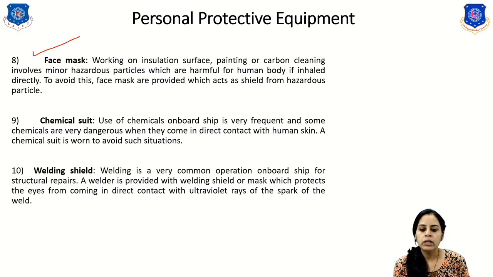Then a welding shield. Welding is a very common operation for structural repair. A welder is provided with a welding shield or face shield which protects the eyes from coming in direct contact with the ultraviolet rays and the rays of the spark of the weld, right? So these are all the types of personal protective equipment, right?